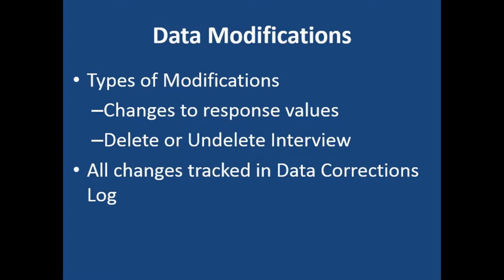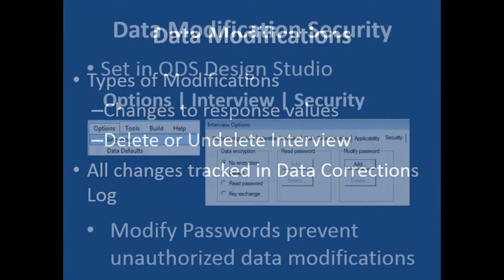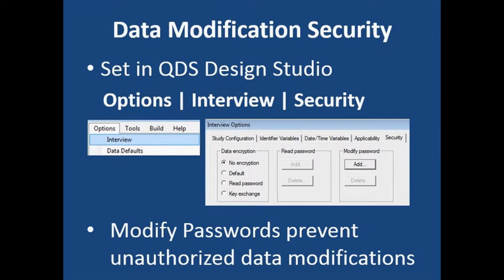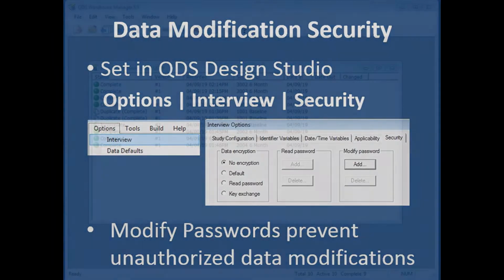You can do either of these in the Warehouse Manager, which will automatically keep track of all changes made in a data corrections log. The default security settings in the Design Studio, which are set under Options, Interview Security, allow any users to make data changes within a Warehouse Manager file. However, if a modify password was defined in those security settings, you'll be prompted to supply it before making any data change. The data set we are working with does not require a modify password.